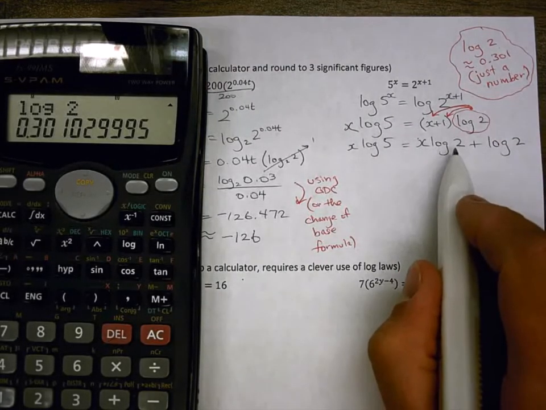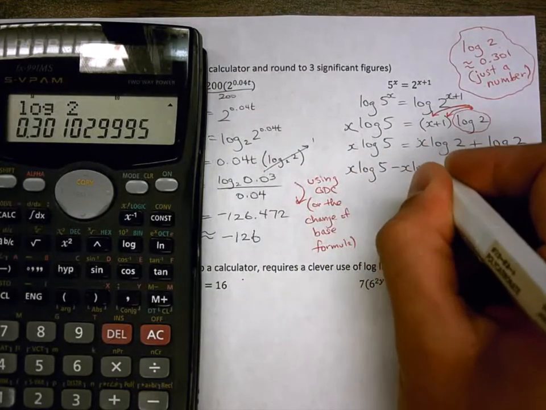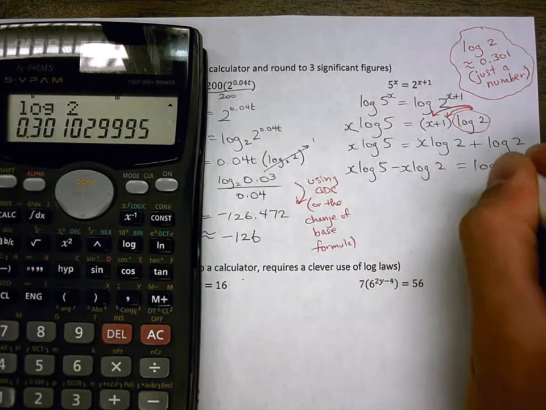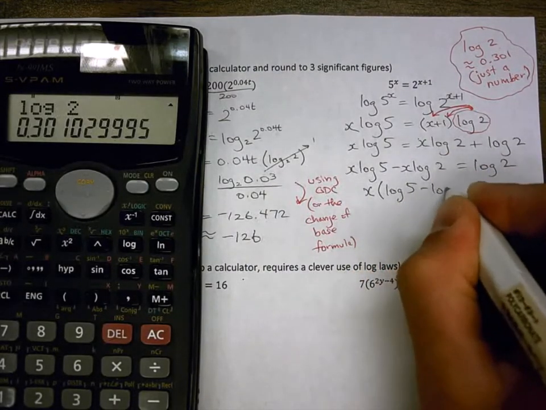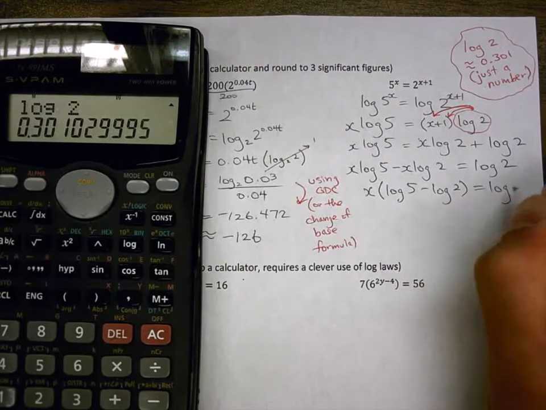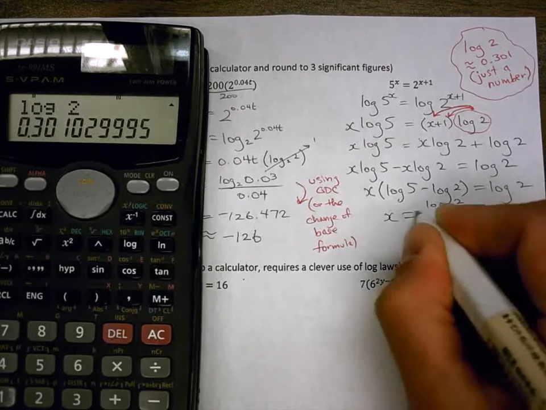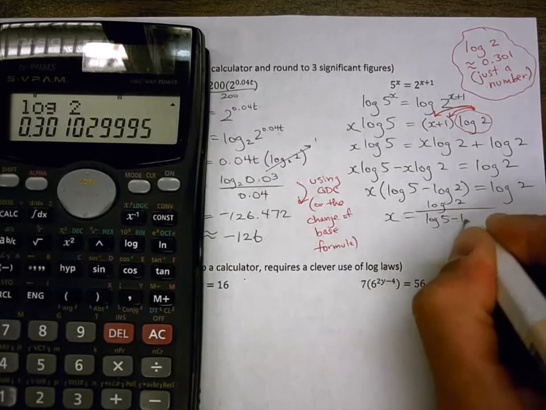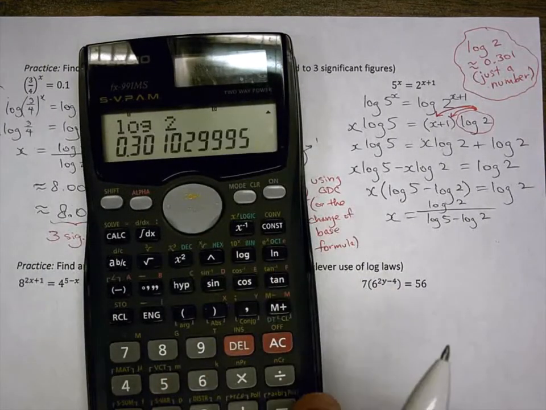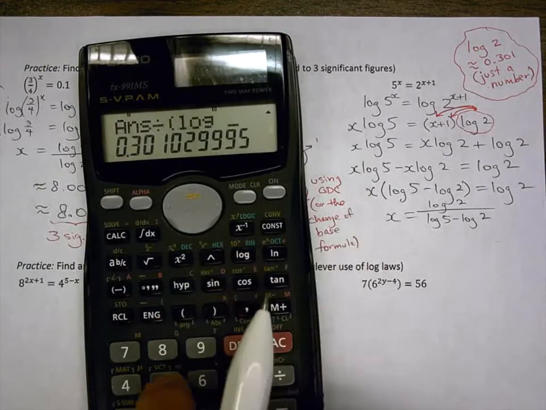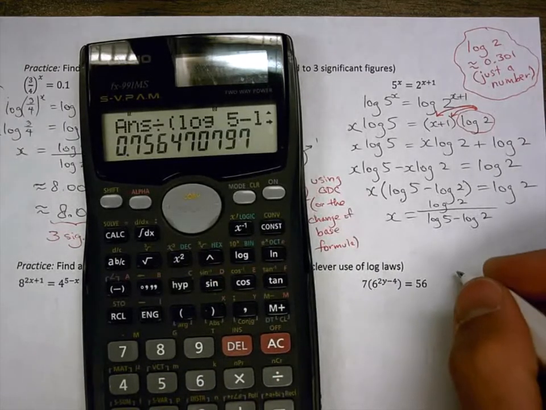Now, let me collect my like terms. So I'm going to get all my x's together. x log 5 minus x log 2 equals log 2. I'm going to factor out my x, so I get x times log 5 minus log 2 equals log 2. And now I'm going to divide. So I have log 2 divided by this expression, log 5 minus log 2. Now I can type that into my calculator. Log 2 divided by open bracket, log 5 minus log 2, close bracket, 0.756.